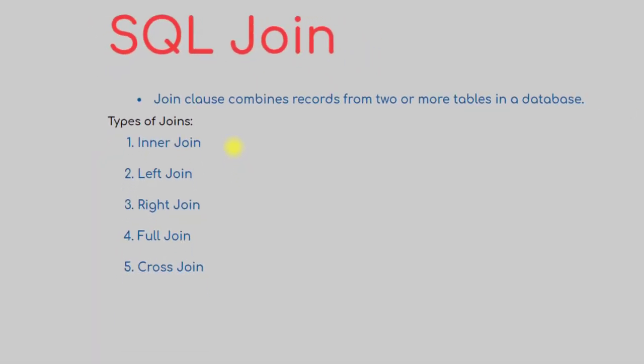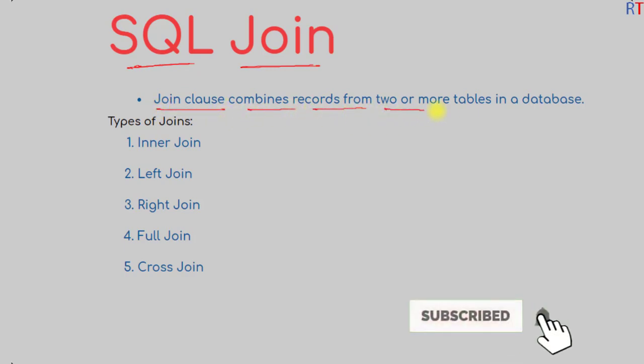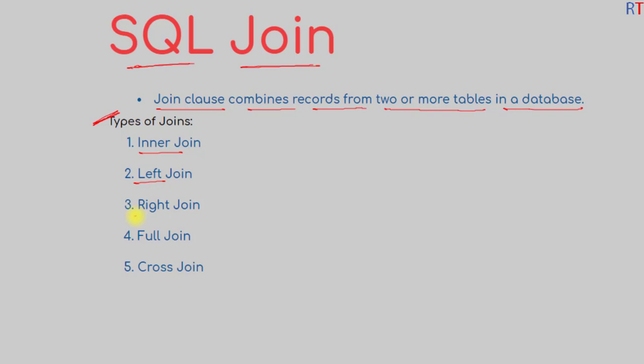Hey, what's up guys? In this video we're going to talk about the join clause in structured query language. The join clause combines the records from two or more tables in a database. And the types of join are inner join, left join, right join, full join and cross join.